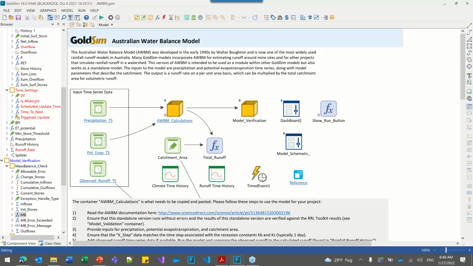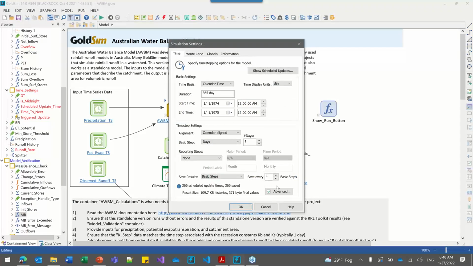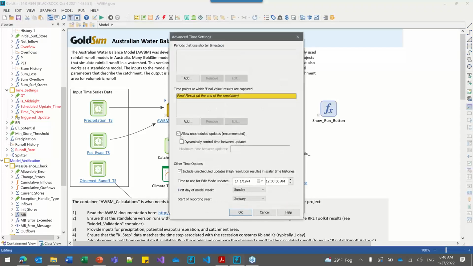Okay, so I'm going back to the simulation settings. If we look at our advanced settings here, we are allowing unscheduled events, and in addition to that, we are temporarily including unscheduled updates in our time history results. So when we look at a plot, we can see everything that's happening. Now this is a temporary setting. I do plan to turn this off before I ship this model to our library so that you guys can have this, and this box will not be checked.